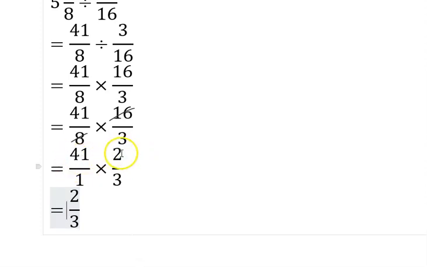Awesome. So 41 times 2 will give us what? 82. 41 times 2 will give us 82. Awesome. 1 times 3 will give us 3. So our answer is 82 over 3. But this is an improper fraction. Let's try and see if we can change it to what? A mixed fraction.